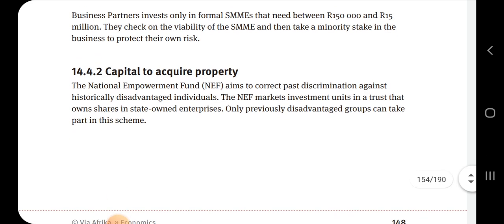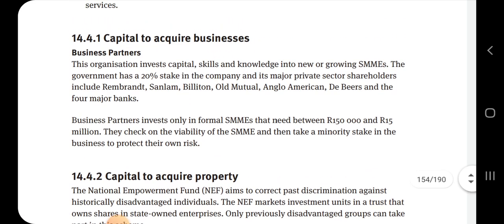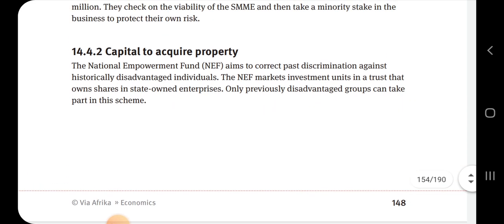Let's talk about capital to acquire property. So this is capital to buy a business. You become partners with the government and all these big companies like Old Mutual, Billiton, Anglo American. And then let's say you want capital to buy a property. You want to start your own factory and you want to buy a certain factory property.